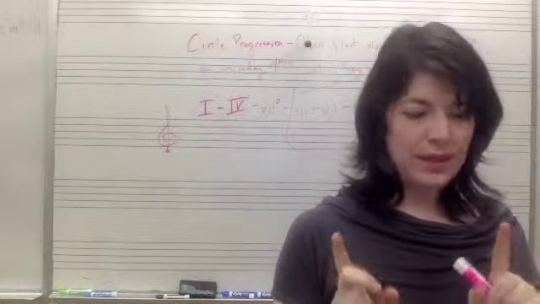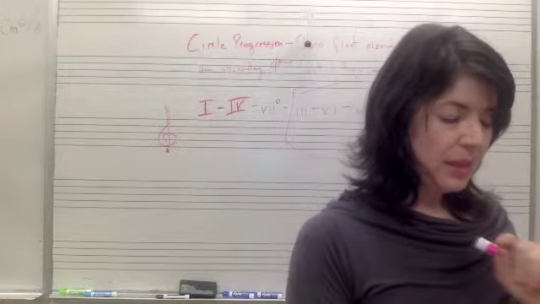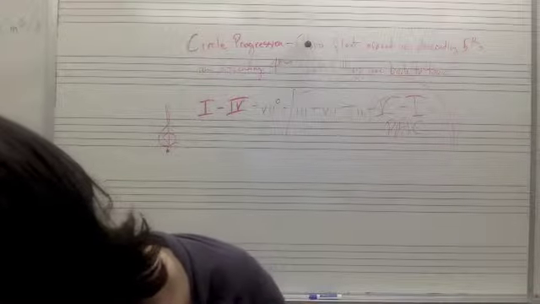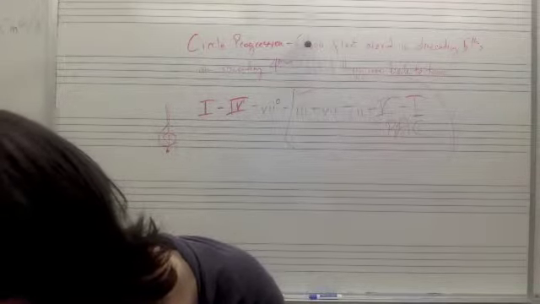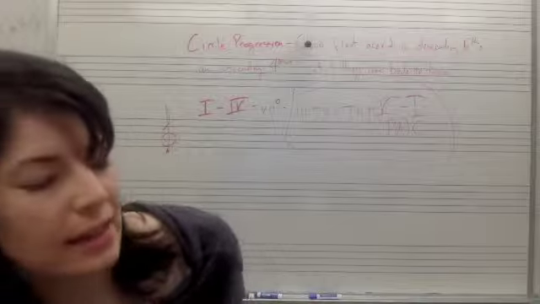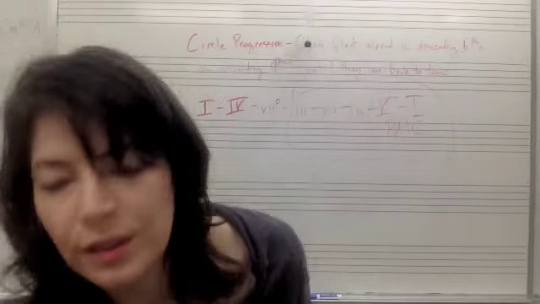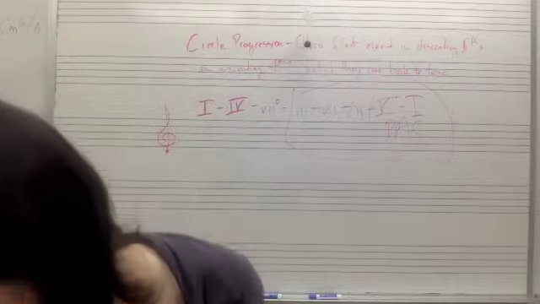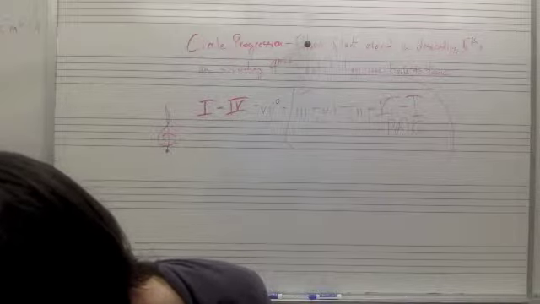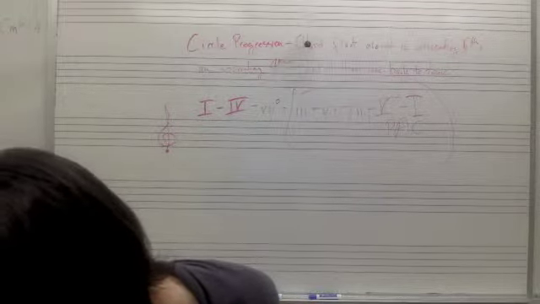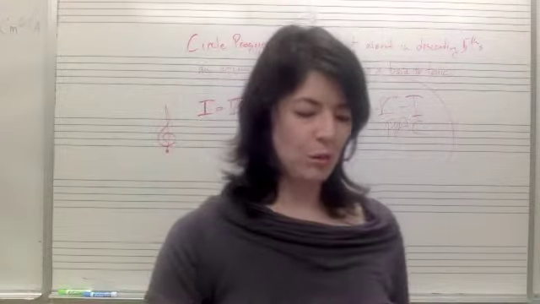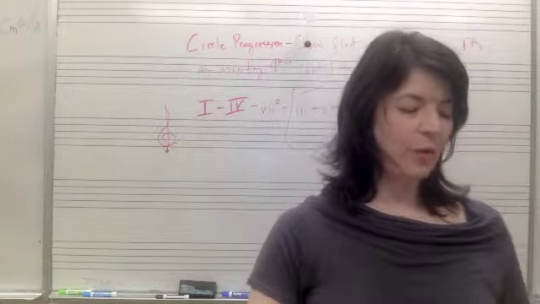So one thing to consider is that in the progression 1, 4, 5, 1, the 4 is considered a substitute for 2, all right? So instead of 1, 2, that would be a traditional circle progression, but we're moving to 4. Both of them are seen just as often.